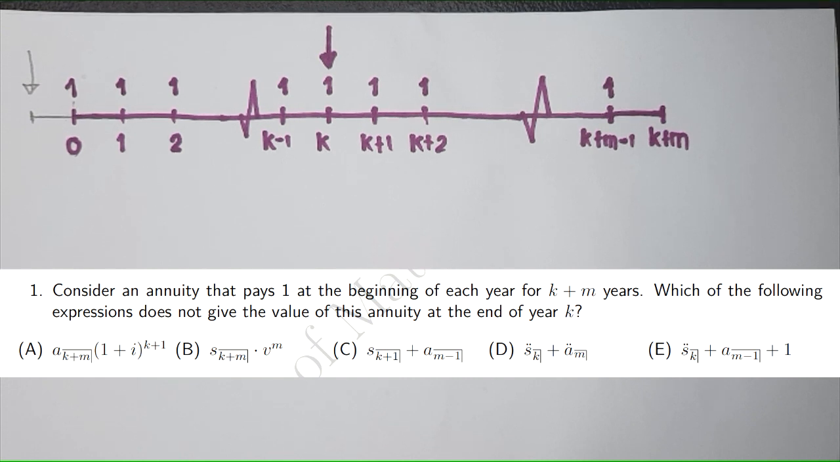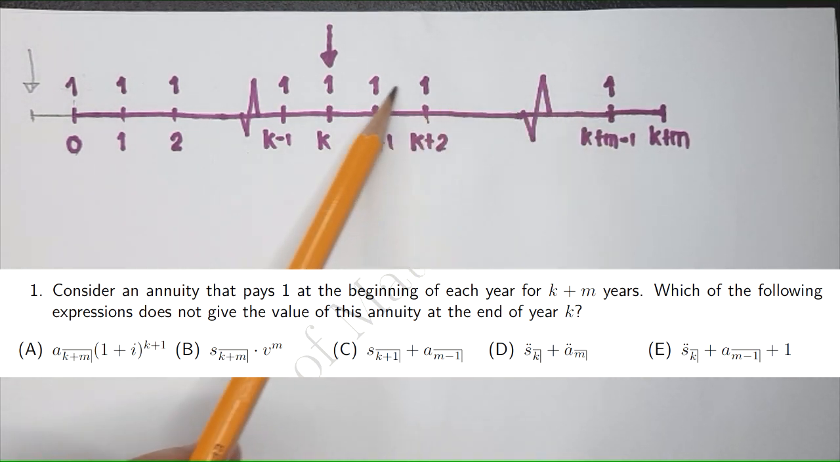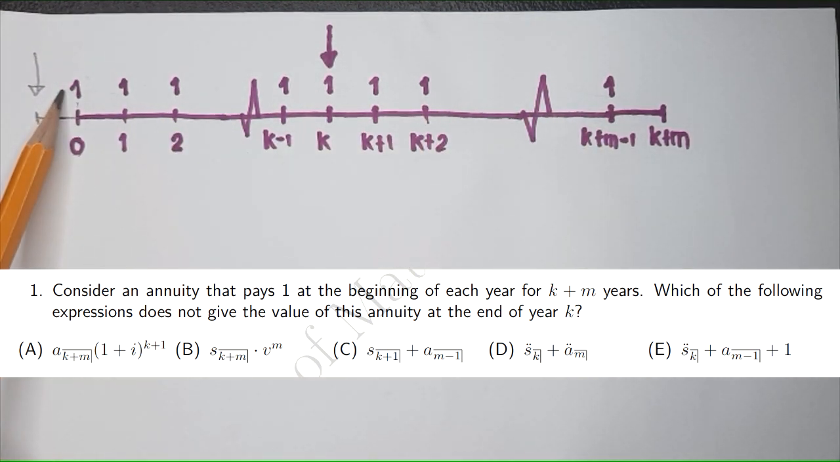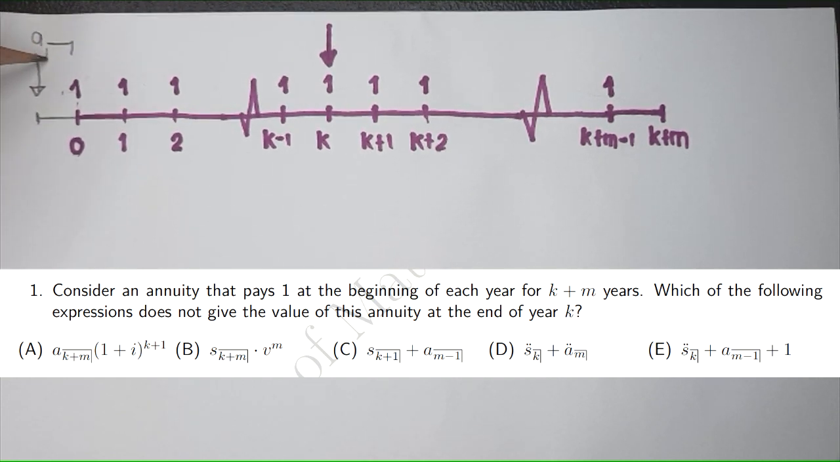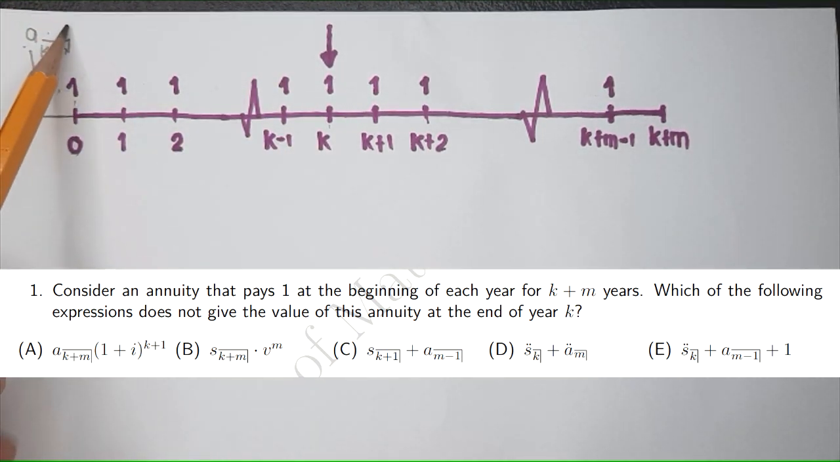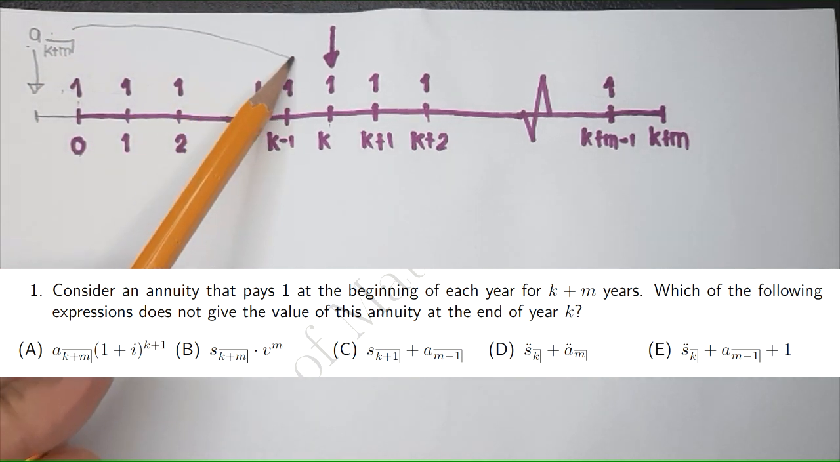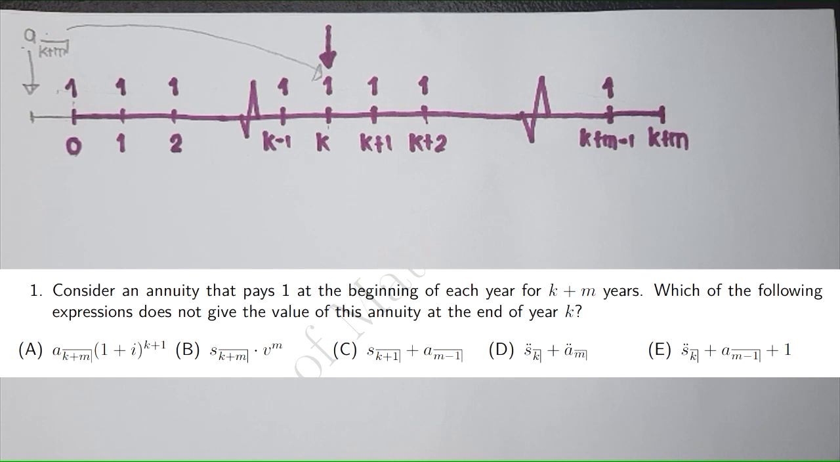Kaya nakakita kayo sa letter A na A angle, ilan lahat to? K plus M. Right? So, nandito yung A angle, K plus M. Nandyan yon. Pero alam natin na hindi dito ang valuation date. You have to carry this amount to this point. So, bubuhatin mo to dito. Okay? And how are you going to do that?